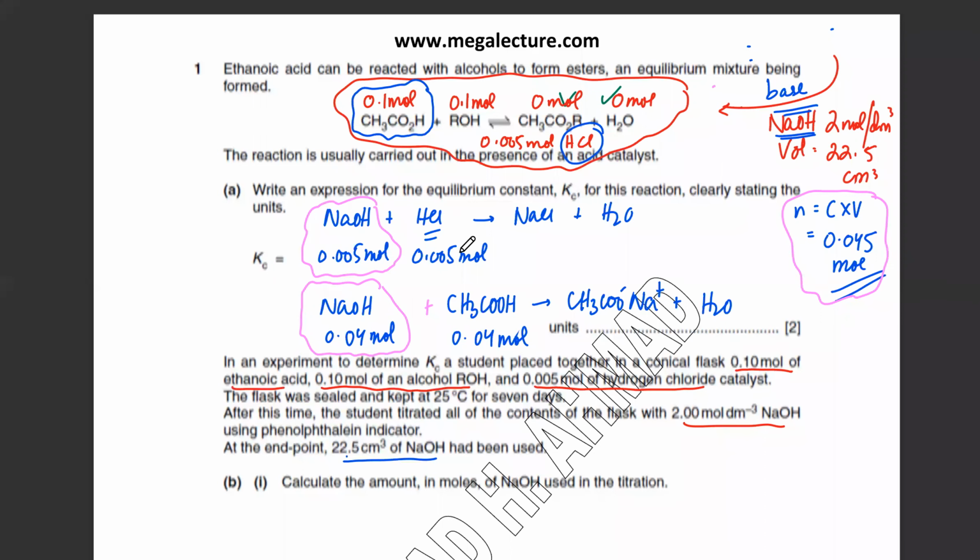And so out of 0.045 moles, we realized that 0.005 moles are going to react with the HCl. So that means the rest of the moles are going to react with the carboxylic acid. So the rest of the 0.045, which is 0.04 moles, are going to end up reacting with the carboxylic acid. And it's 1:1. So the amount of carboxylic acid present would be 0.04 moles. Is this clear up till this point, this question?